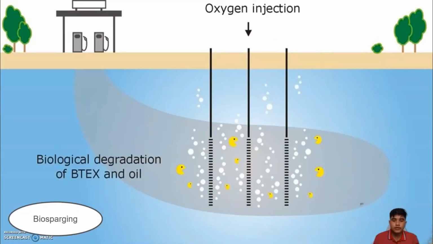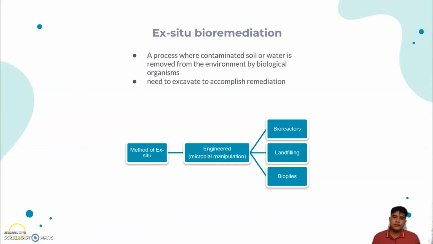Next is biosparging, which is another example of biostimulation process. In biosparging, the air or the oxygen is being injected into the saturated zone in order to increase the biological activities for groundwater remediation. Next is ex situ bioremediation.